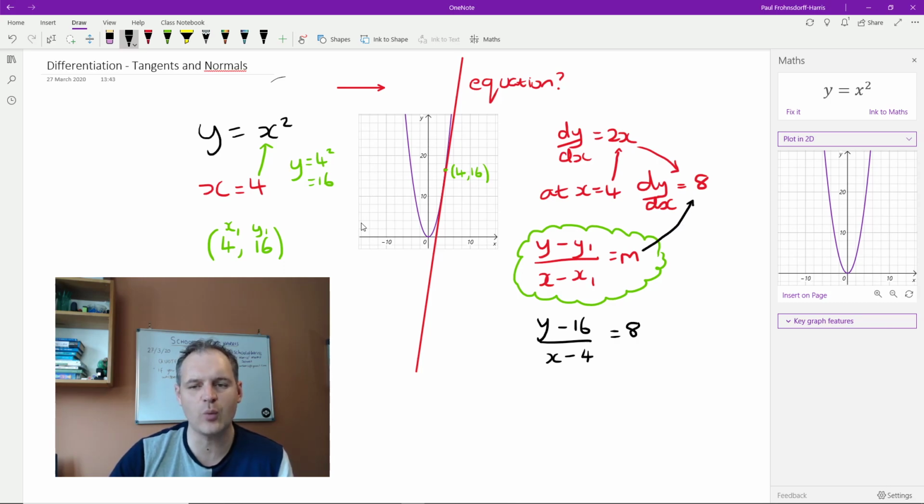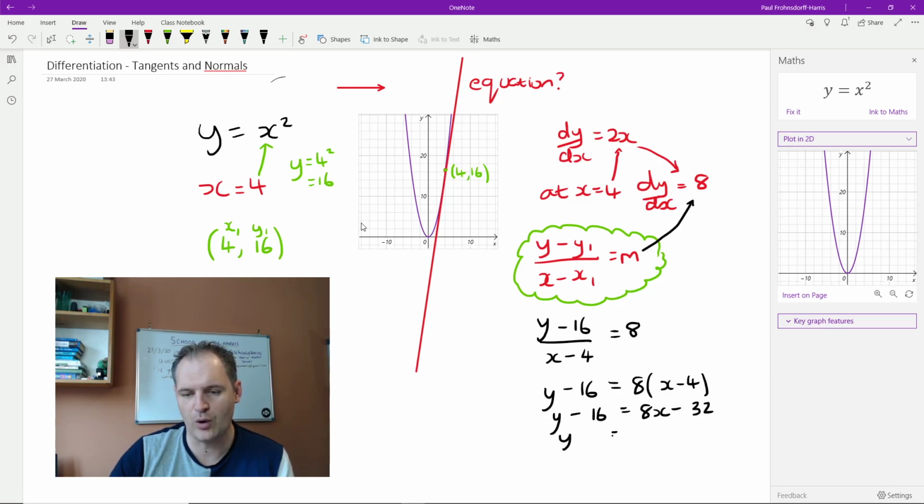m is the dy/dx, the differentiated value of the equation when you plug a number into the equation itself. So we've got that (y minus y1) over (x minus x1). Now we just do a bit of rearranging. We're going to multiply all of this to the other side. So y minus 16 equals 8 lots of x minus 4. y minus 16 equals 8x minus 32. So I think if I add this 16 on, y equals 8x minus 16.